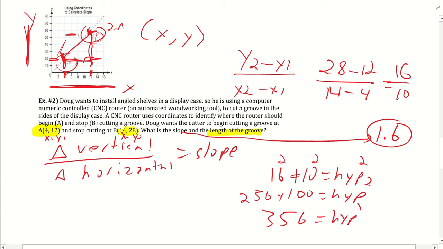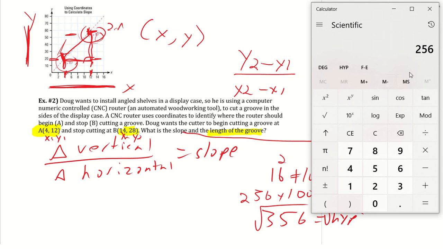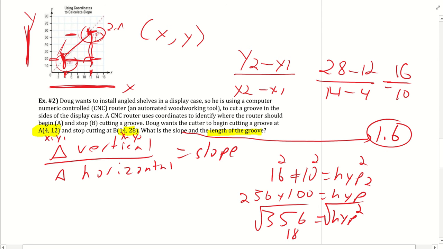Don't forget that squared. That's really important. You have to take the square root of both sides. Let's go back to the calculator. I'll add my 100, so 356, and take the square root of that. So that's 18.6 equals the hypotenuse.